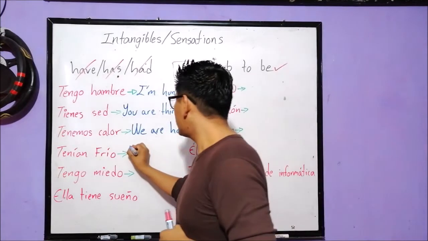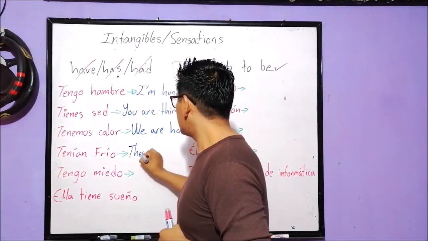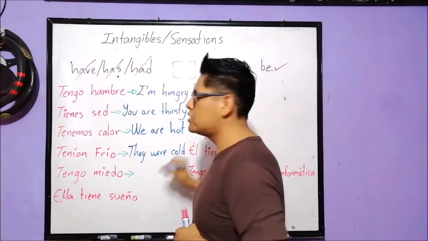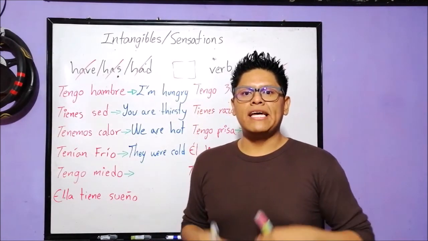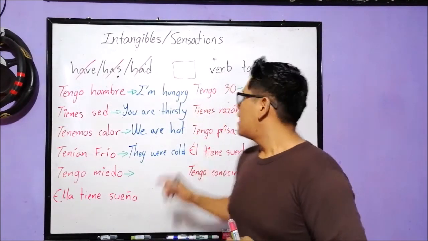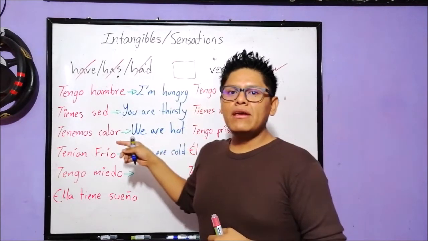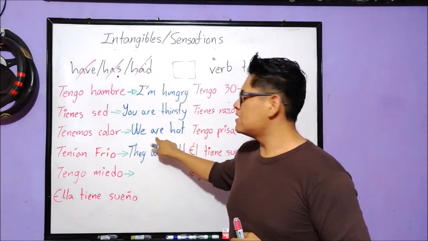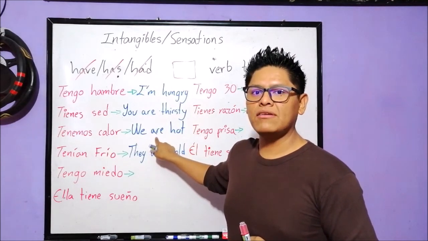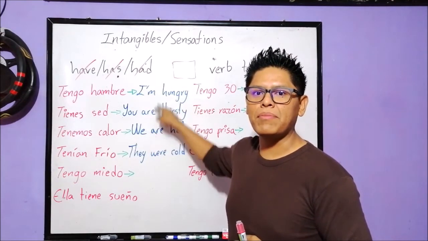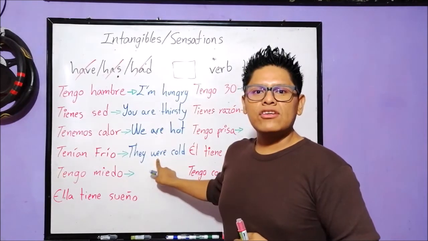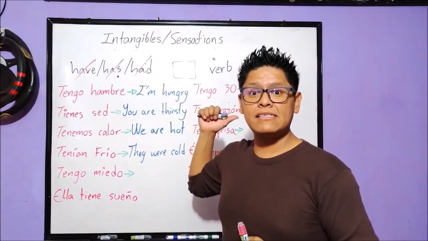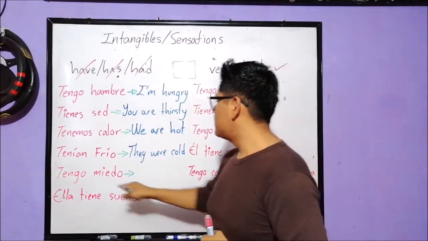Tenían frío. They were cold. As you can see, we're using the verb to be. Okay, so in here is am, in here are, in this case are, which is in present, right? This is in present, they are in present. In here, it is going to be the verb to be, however, it is going to be in past. Got it?